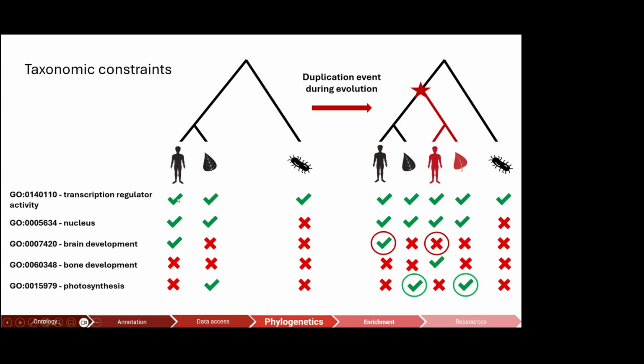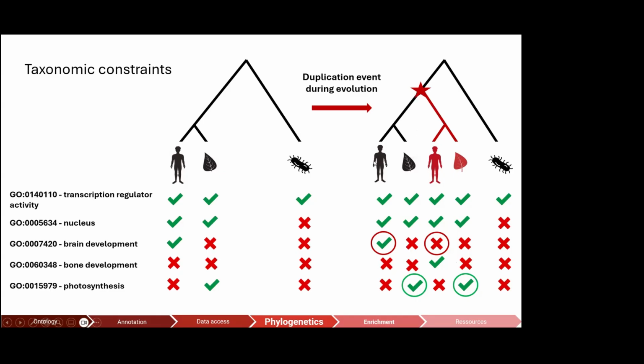The same, the plant gene might be a transcription regulator close to the human transcription regulator. It's still in the nucleus, but it's involved in a plant-specific process, photosynthesis, which does not exist, of course, in humans and in most bacteria. There are some photosynthetic bacteria. Let's say this is E. coli, which does not do any photosynthesis.